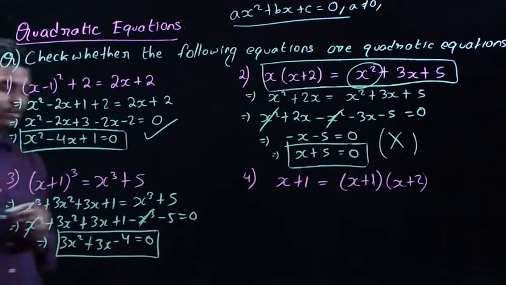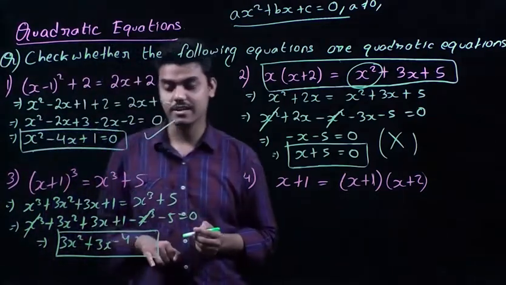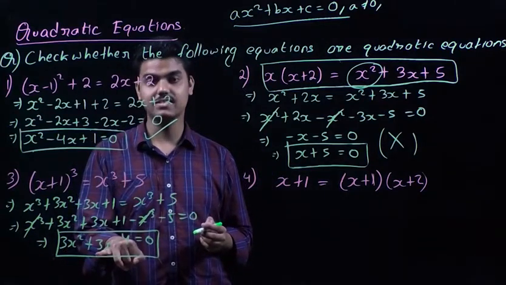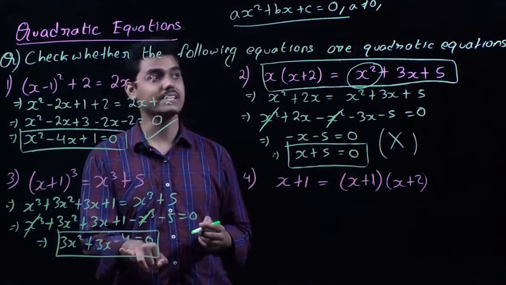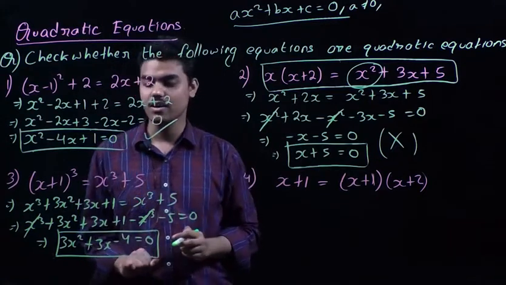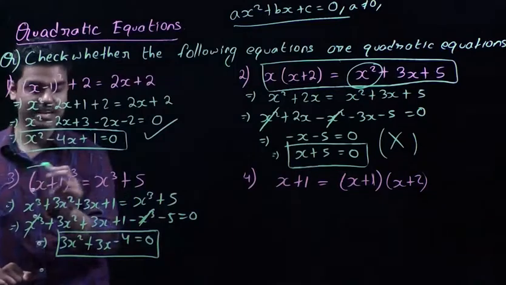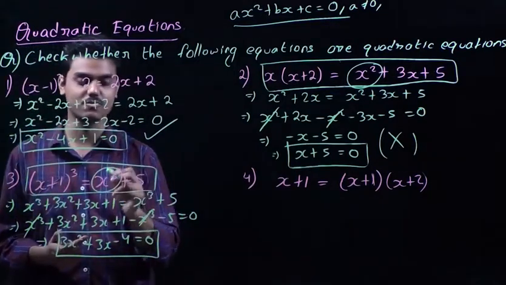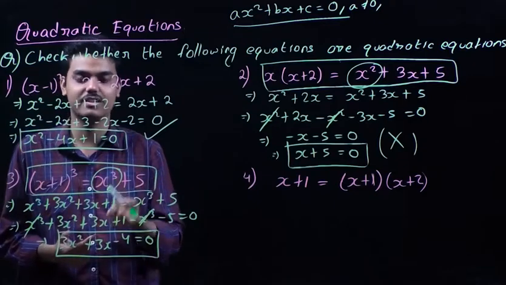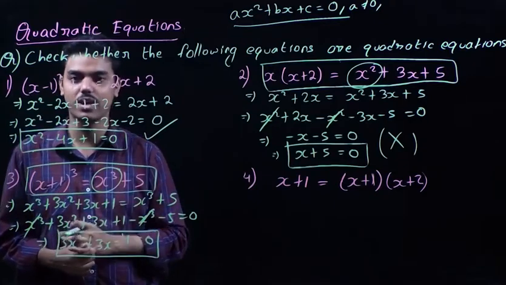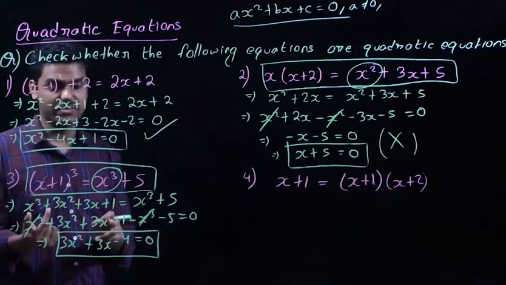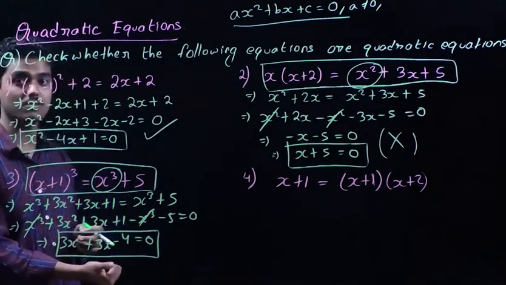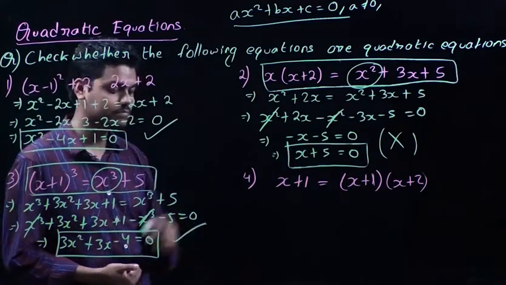So is this a quadratic equation? Yes, it's a quadratic equation. What are A, B, C? A is 3. What is B? B is 3. What is C? C is minus 4. Now from the first line, it seems that it's not a quadratic equation, right? You might look here at x cube, the degree is more than 2, right? It might seem that way, but actually the x cube term gets cancelled, so I am left with the x square term. Therefore this is a quadratic equation.